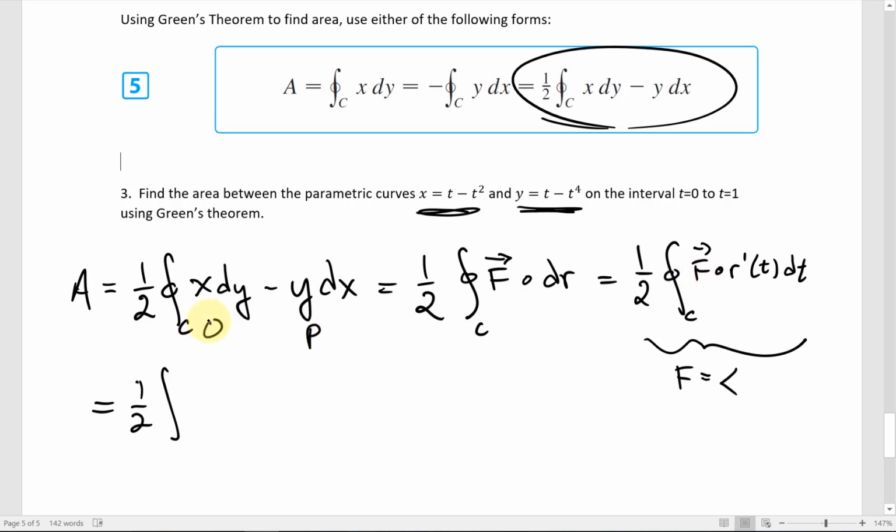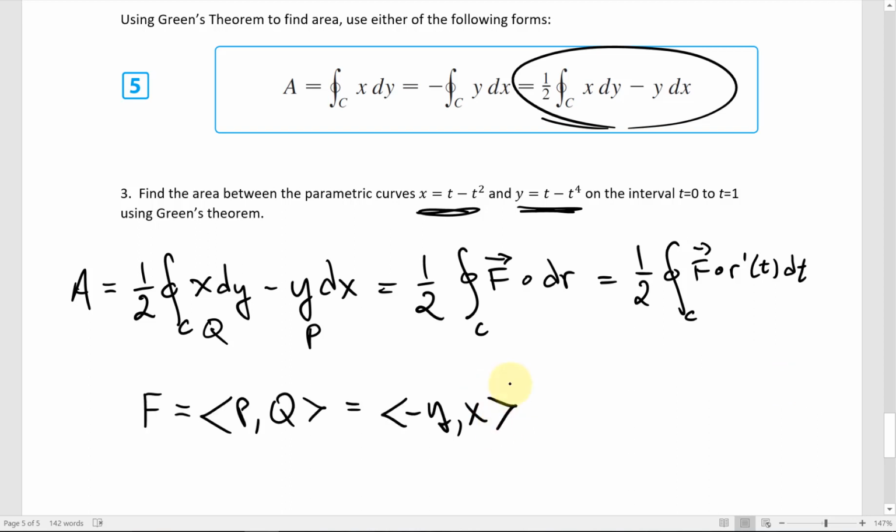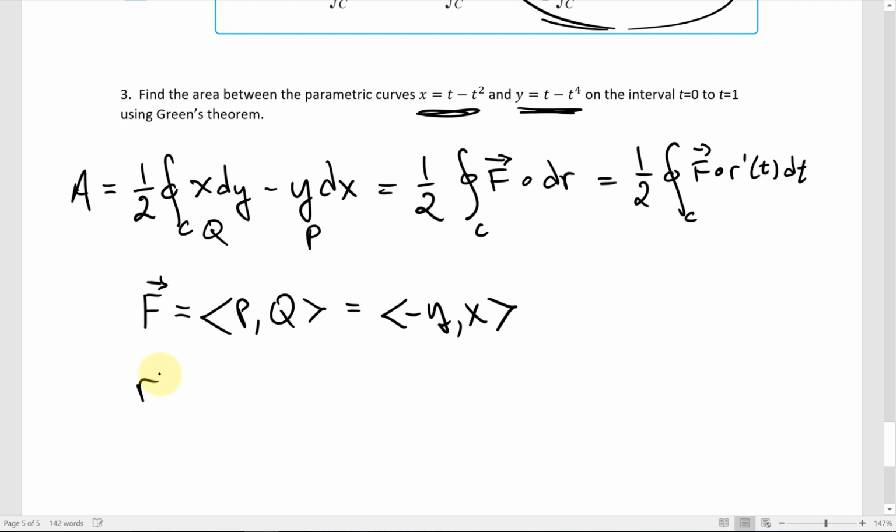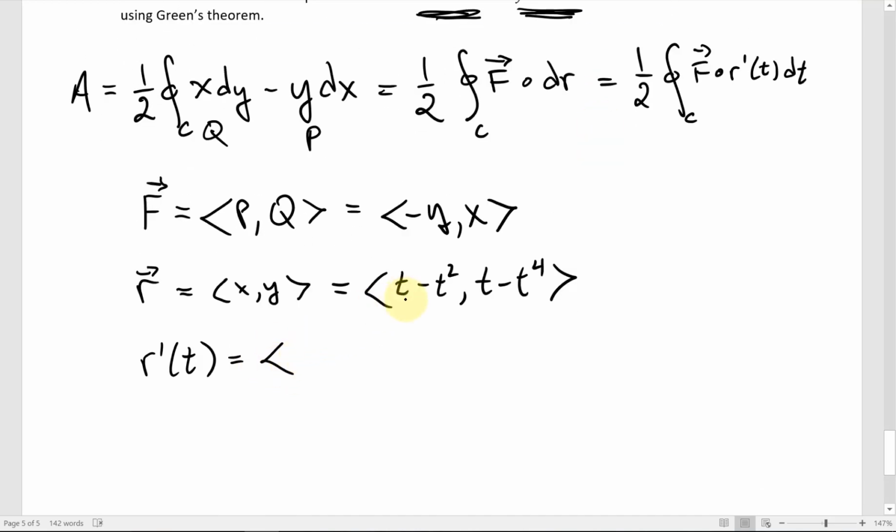This is actually the p, this is actually the q, so the vector valued function that I'm using is f equals minus y, x. R is a vector valued function that will trace out the curve, so that's the x, y values along the curve, which are these components up here. And I'm also going to need r prime, so that's 1 minus 2t and 1 minus 4t cubed.